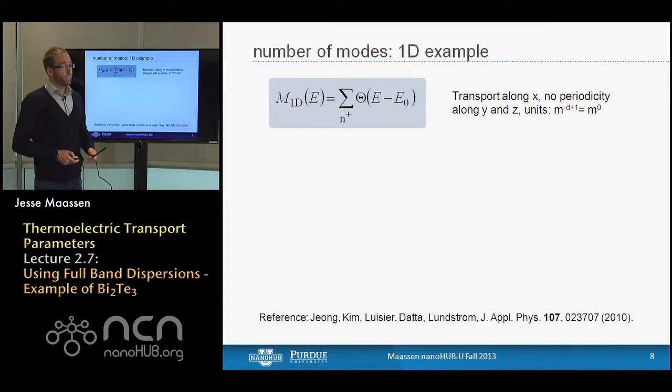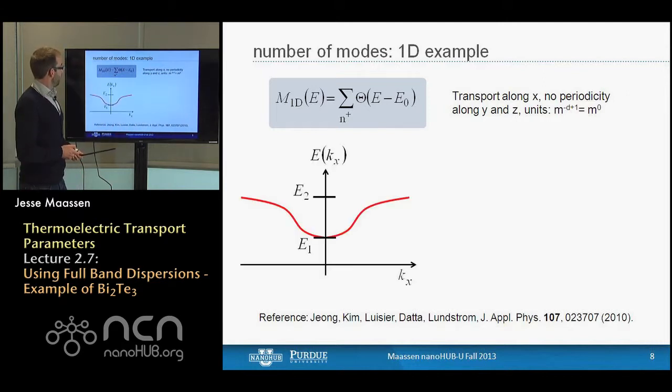Okay, so this is a 1D example. Now, the expression for modes looks like this. So we have transport along X, and we have no periodicity along Y and Z. Okay, so this means that we have a wire. Now, in general, the units are going to be meters to the power of minus D plus 1, where D is the dimensionality. And so in this case, D will be 1, so we have minus 1 plus 1, so m to the power 0. So it's really just we're counting the number of modes. Also, since we have no periodicity, we've gotten rid of the sum in k space perpendicular to transport, since there is no k space.